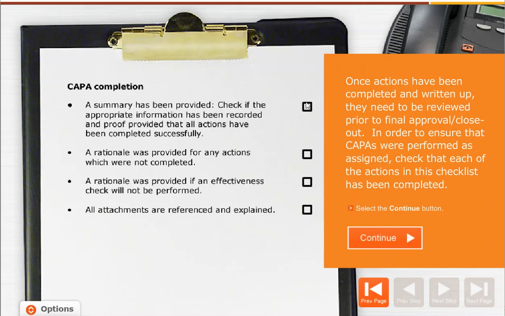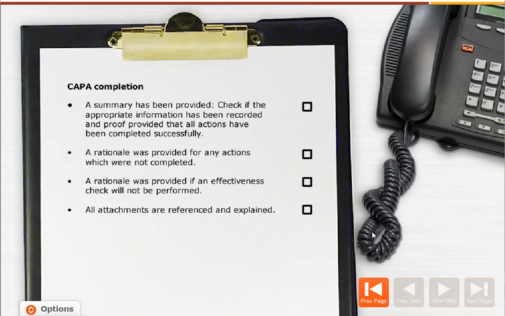Once actions have been completed, they need to be reviewed. In order to ensure that CAPAs were performed as assigned, check that each of the actions in this checklist has been completed. A summary has been provided. A rationale was provided for any actions which were not completed. A rationale was provided if an effectiveness check will not be performed. All attachments are referenced and explained.